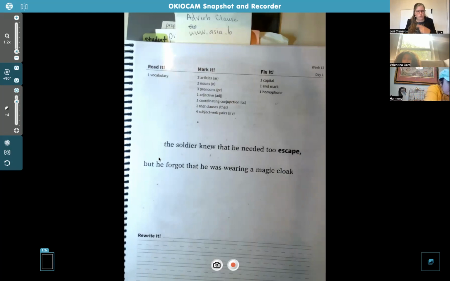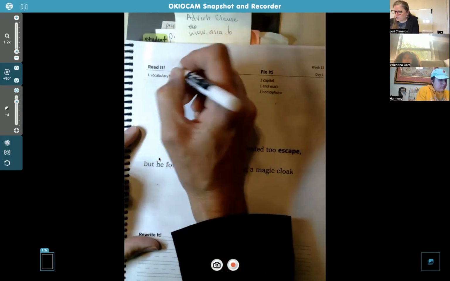That is get away from danger, right? If you know that there's danger nearby and you want to escape and get out of there, it's basically leaving or getting away from danger. Okay, that's vocabulary, so let's put a check there.